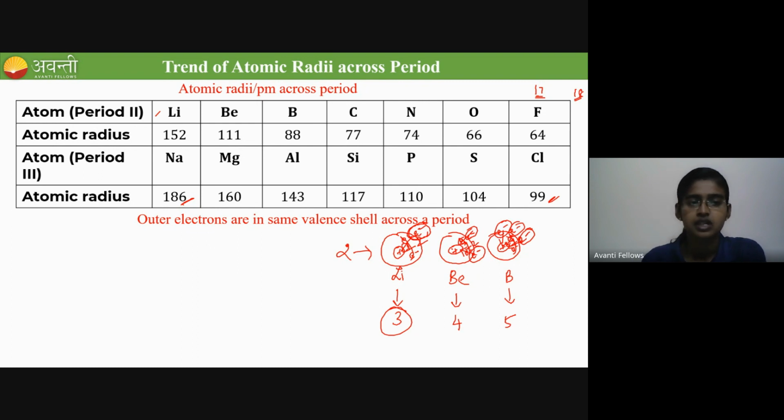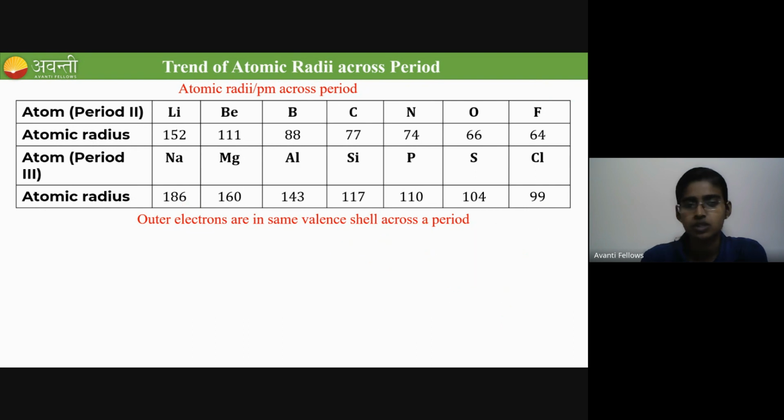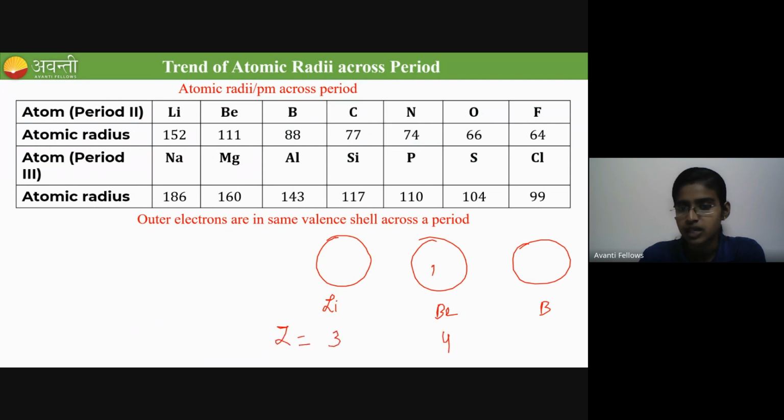I'll explain with a good and neat diagram so that you will understand. So this is the lithium atom, and this is the beryllium atom, and this is the boron atom. Atomic number for lithium is 3, beryllium 4, boron 5. Just as an example, I have taken these 3 elements. This trend is followed for all the elements in the corresponding period. And each atom has a nucleus inside it, right? Now, all these elements are second period elements.